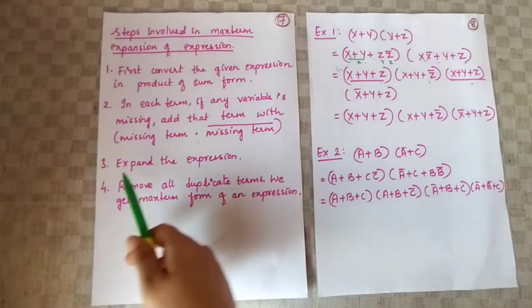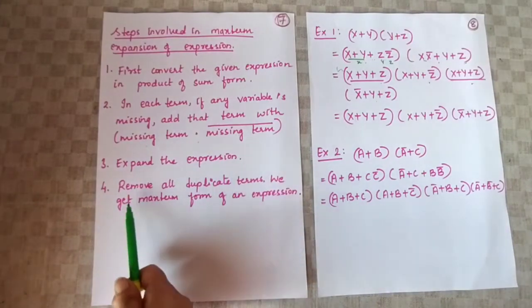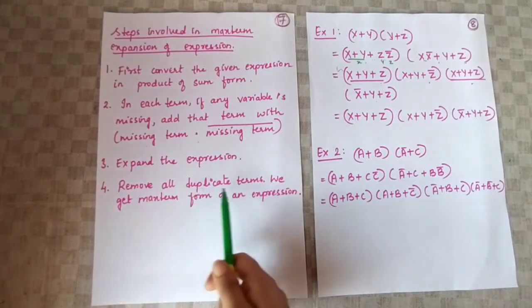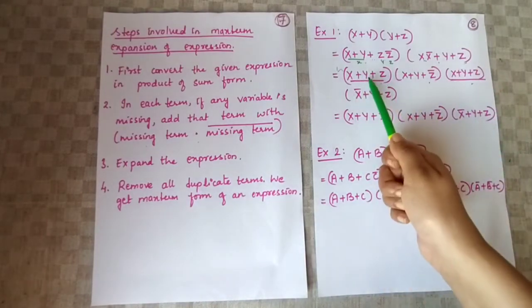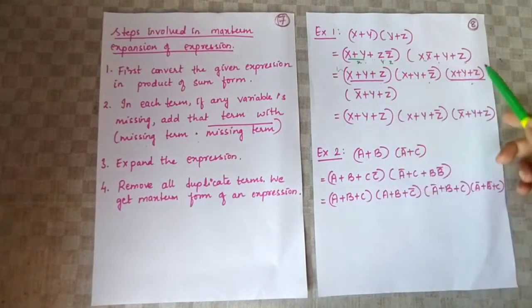So after expanding the expression, what we have to do? Remove all duplicate terms. Now check whether there is any duplicate term. Yes, we have x plus y plus z as a duplicate term. One term should be discarded. And then we have to finally write the Maxterm expansion of that expression.